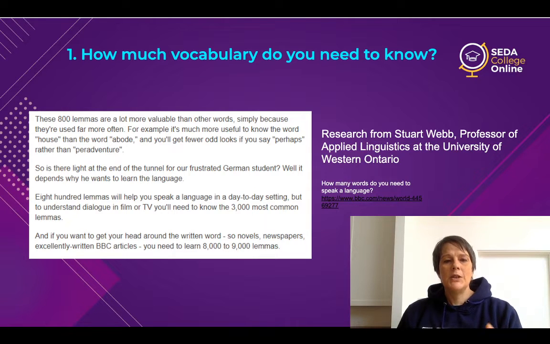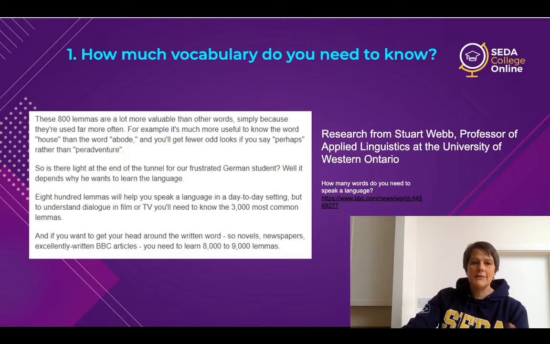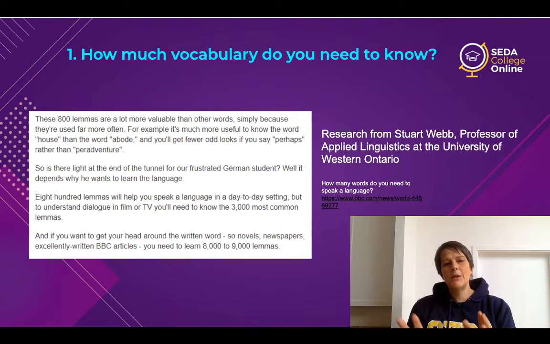But if you want to understand the TV or follow a film, 3,000 words is what you need, he says, according to Stuart Webb. That means that, well, you've got your 75%, and then the 25% that you need to learn, you're moving towards, so that's mad, isn't it?